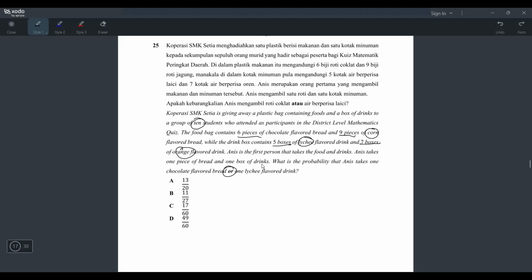So, how to do it? You take 1 piece of bread, 1 box of drink. So, usually student, when we do probability, we should write down all the possibilities. Because if we don't, it's very easy to put salah one. So, if Anis takes 1 food, 1 drink, what are all the possibilities? Maybe she will end up with chocolate bread and drink. Maybe she will get lychee, right? Lychee, or maybe she will get what?